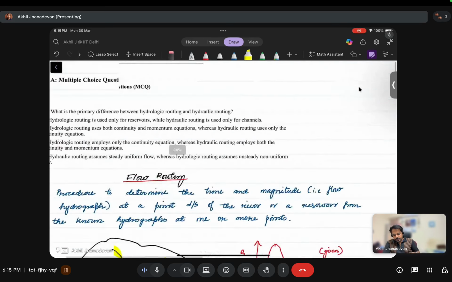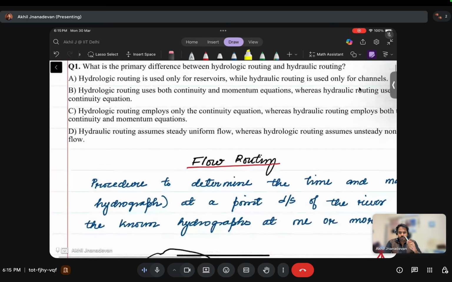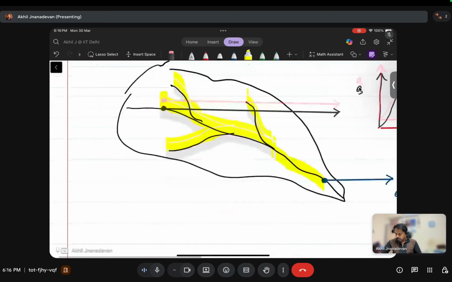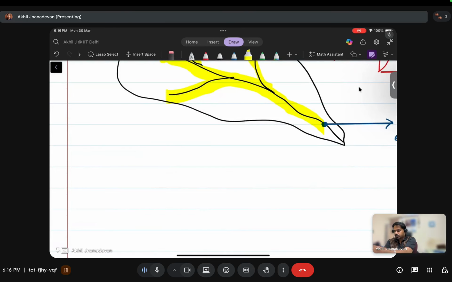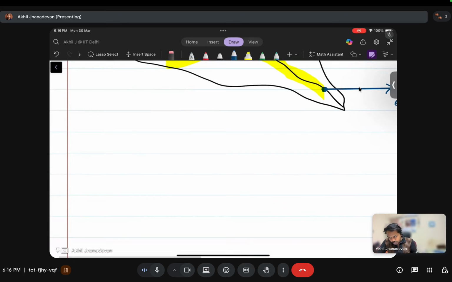And now let's come to the first question, and along with this we'll move on with the other concepts. The first question is, what is the primary difference between hydrologic routing and hydraulic routing? So there are two things. We know what routing is, and now we have been asked about hydrologic routing and hydraulic routing. What is the difference between these two? We already saw what routing means, and now we can come to the types of routing.